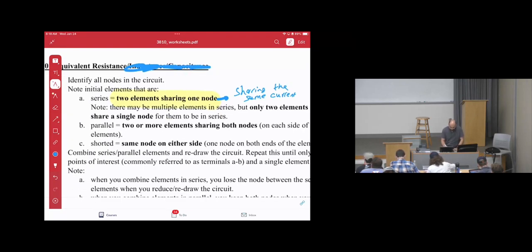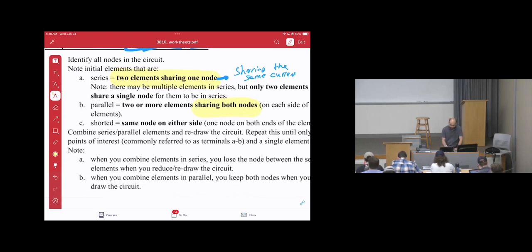In parallel, if they are sharing both nodes, while short circuits, if it is the same node on either side, then we will say these two elements are short circuits.